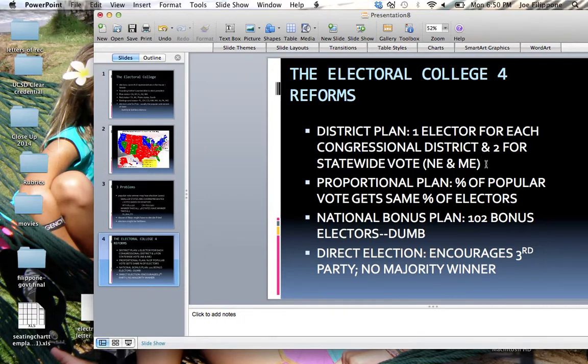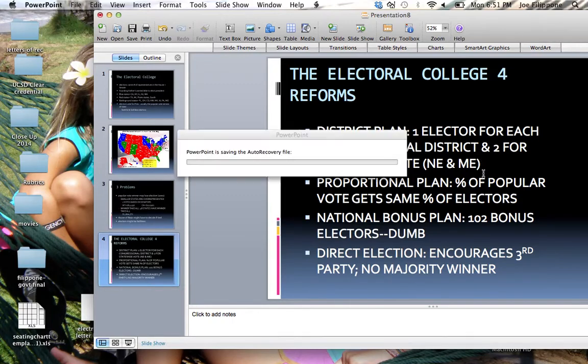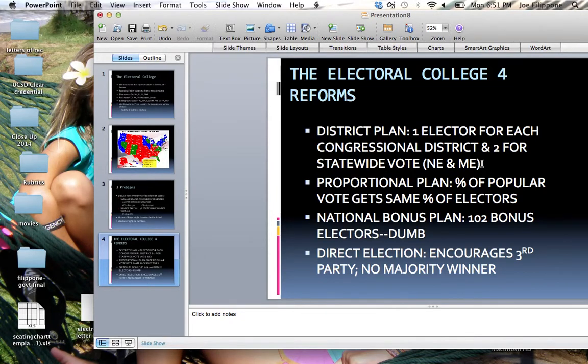The problem with the district plan is, if you want to reform, the reform is to make sure that the popular vote winner wins. If they looked at past elections, especially the 2000 election, George W. Bush still would have won the electoral vote, even if all the states used the congressional district method. Okay, the proportional plan: percentage of popular vote gets the same percentage of electors.